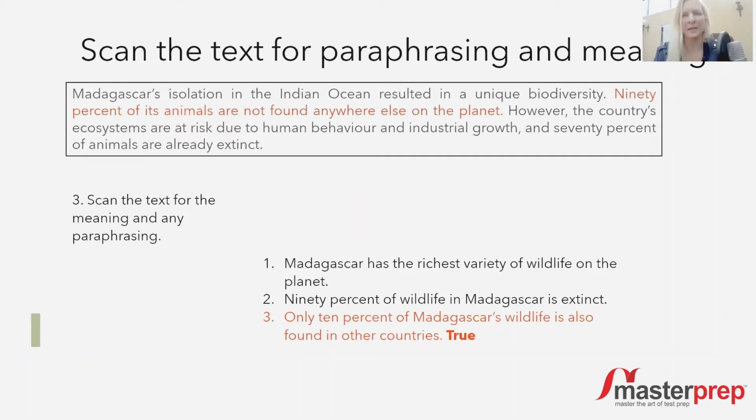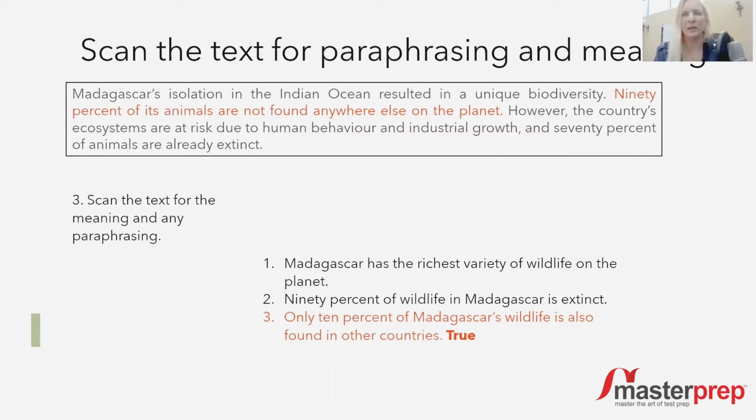Let's scan the text now for paraphrase and meaning. This is number 3. Madagascar's isolation in the Indian Ocean resulted in a unique biodiversity. All right, so we know now Madagascar has a unique wildlife and landscape. 90% of its animals are not found anywhere else on the planet. However, the country's ecosystems are at risk due to human behavior and industrial growth, and 70% of animals are already extinct.